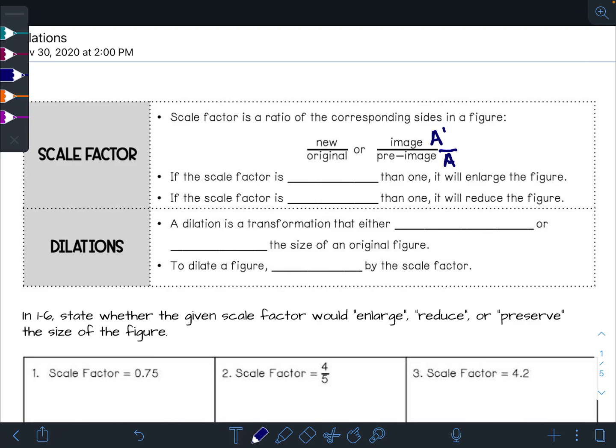That little prime symbol is showing you that that is your image or your new shape. So if the scale factor is greater than 1, then we know that that makes the figure larger. If the scale factor is less than 1, we know that that makes the shape smaller. Now, a dilation is a transformation that either enlarges or reduces the size of an original figure. So to dilate that figure, we always multiply by the scale factor.